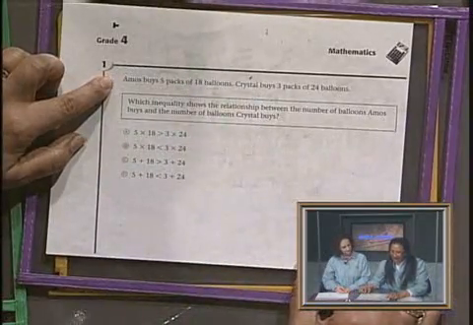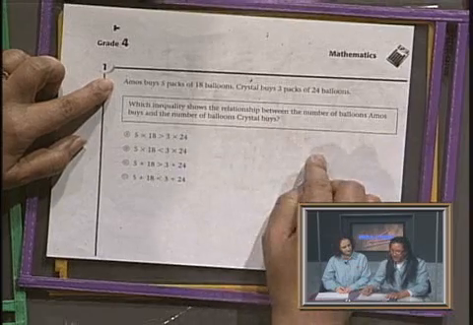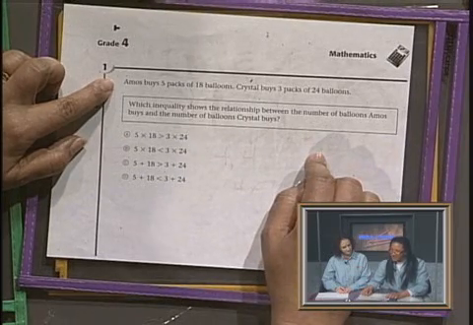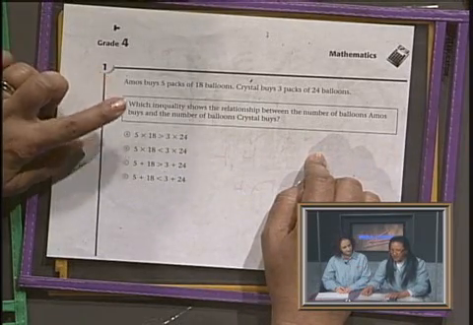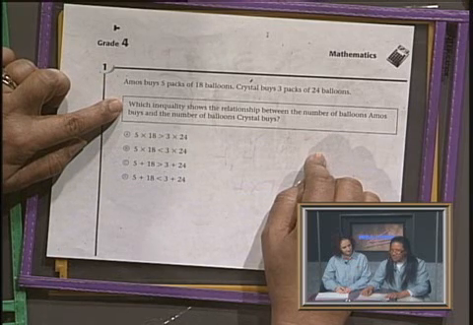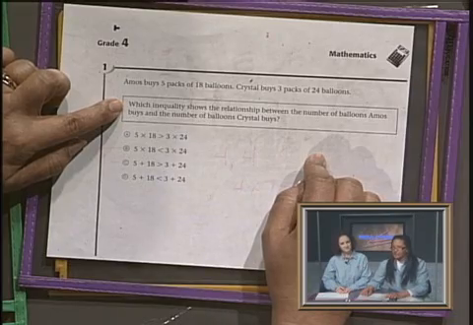Okay, Amos buys 5 packs of 18 balloons. Crystal buys 3 packs of 24 balloons. Which inequality shows the relationship between the number of balloons Amos buys and the number of balloons Crystal buys?